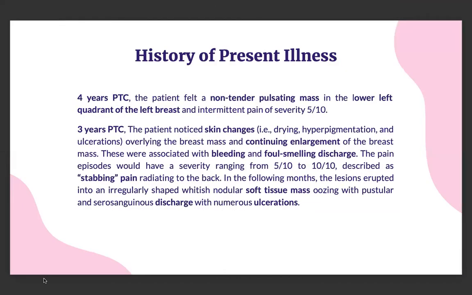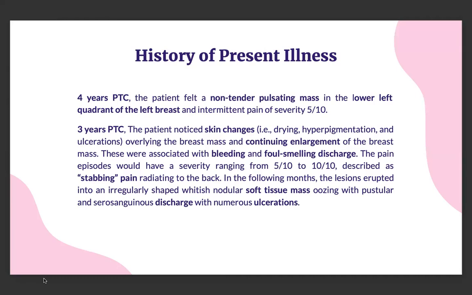So here's the history of present illness. 4 years prior to consult, the patient felt a non-tender pulsating mass in the lower left quadrant of the left breast with an intermittent pain with severity 5/10. Then 3 years prior to consult, the patient noticed skin changes such as drying, hyperpigmentation, and ulcerations overlying the breast mass and continuing enlargement of the breast mass.